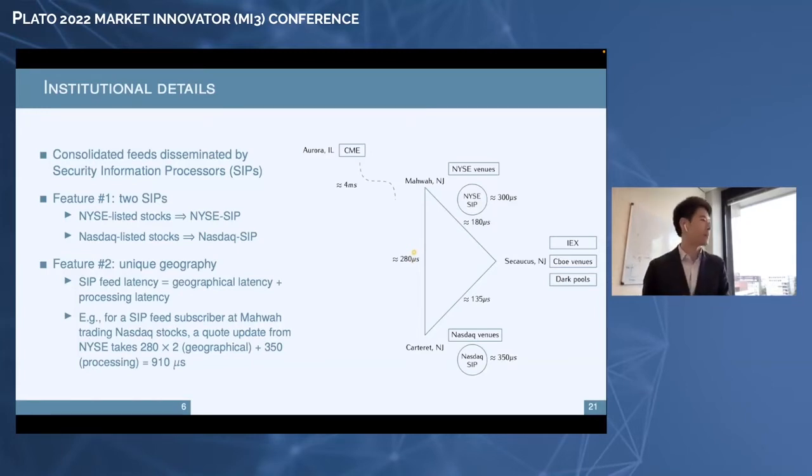The location matters because the latency in the SIP contains two components. First, the SIP has to aggregate messages from all exchanges, so you suffer from aggregation or processing latency. But it's not only that, because the message has to travel from the exchange to the SIP, so you also suffer geographic latency. A simple example: a SIP feed subscriber in Mahwah trading a NASDAQ stock. A message for that stock on NYSE venues has to first travel from Mahwah to Carteret, get processed by the NASDAQ SIP, and then travel back to the subscriber. So that suffers two times the geographic latency plus the processing latency. That is a bit of institutional detail on the SIP.